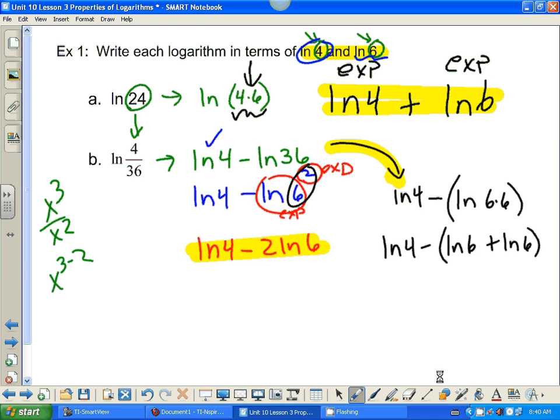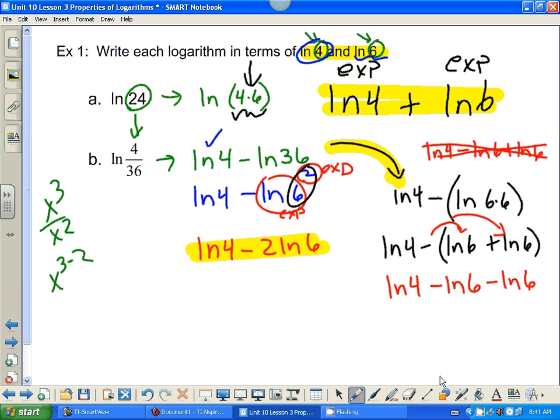individual logs. And that parentheses is important, friends, because without the parentheses, we would have had the natural log of 4 minus the natural log of 6 plus the natural log of 6. That is incorrect. You need to distribute the negative. So I have the natural log of 4 minus the natural log of 6 minus the natural log of 6. That is a final answer with full points. This is just a more concise way to rewrite it after we've combined like terms.